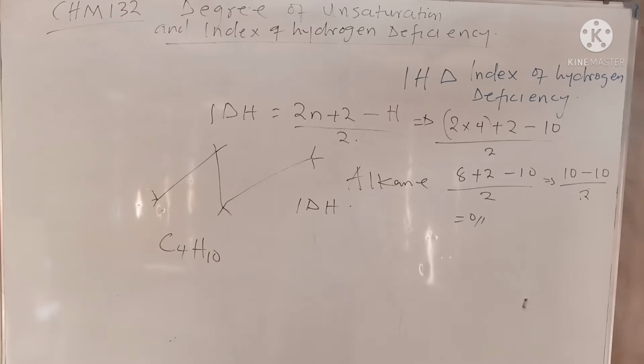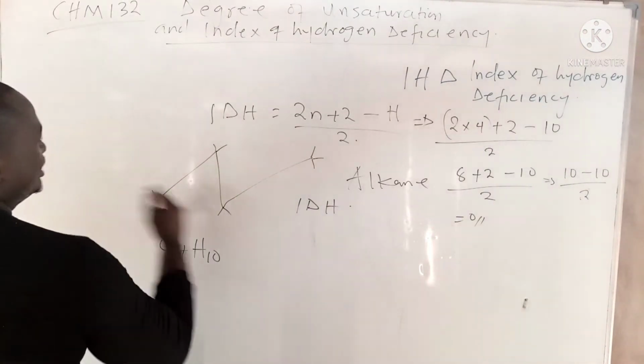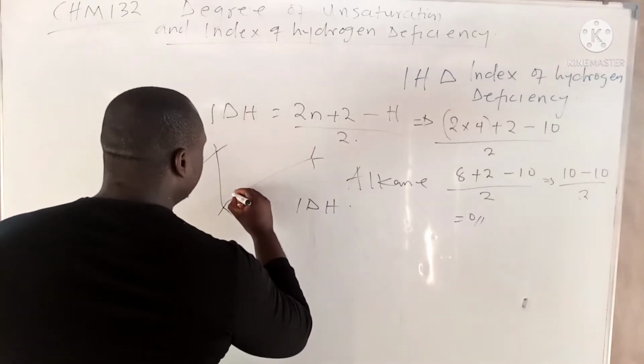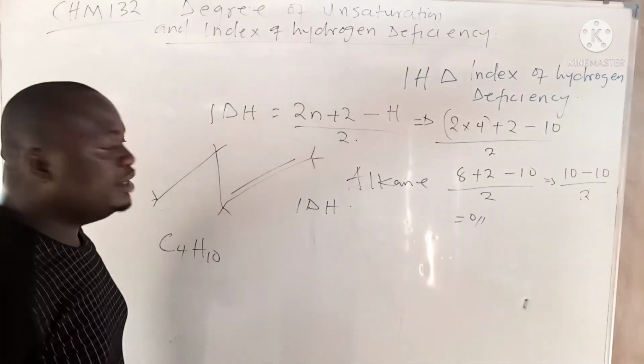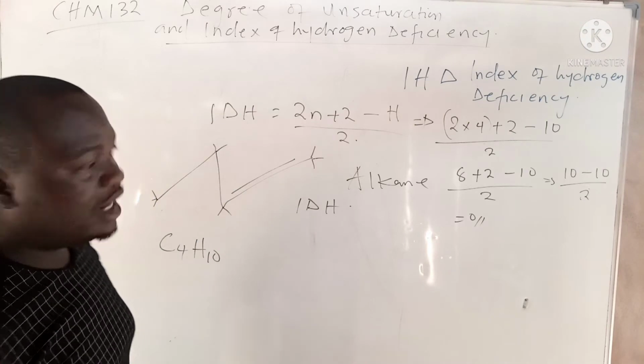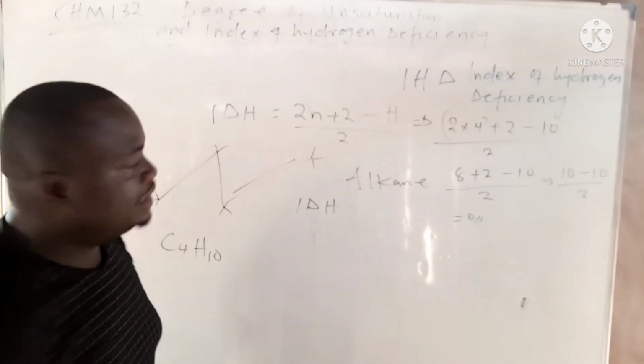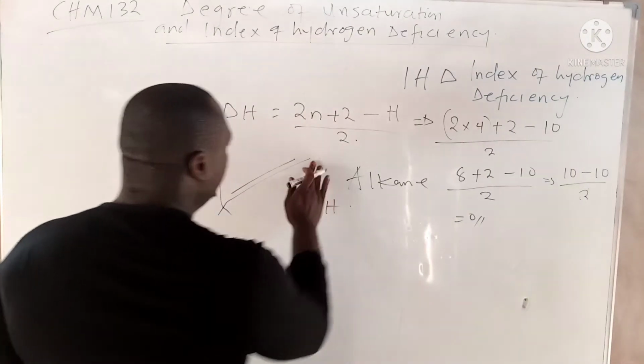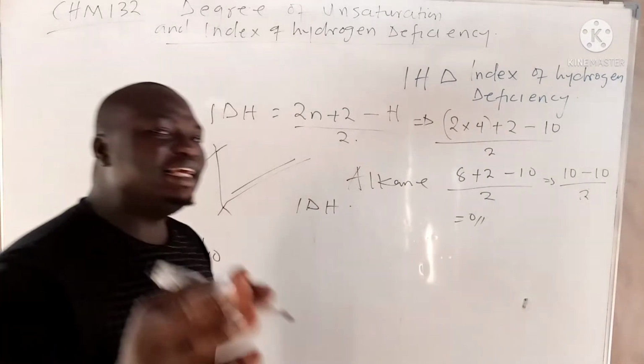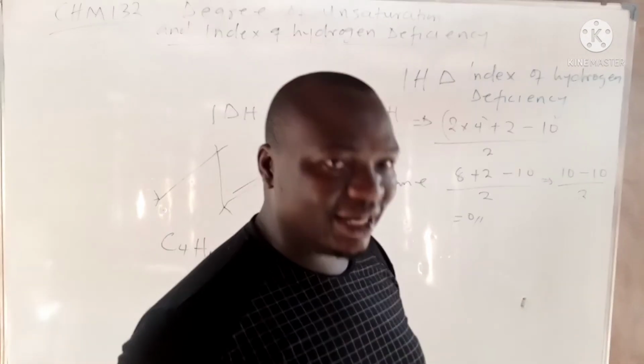Now, you can see from the board that the answer is 0. Now, what will happen if I turn this place, I have the same compound, and I add a bond here. That means it has a double bond. Now, what will now be the IHD? Automatically, the IHD for a double bond is 1.